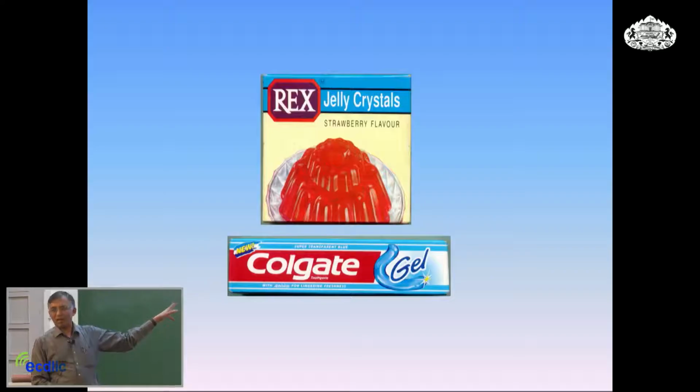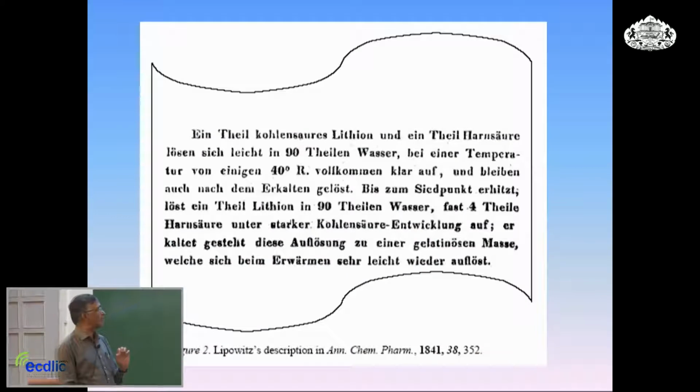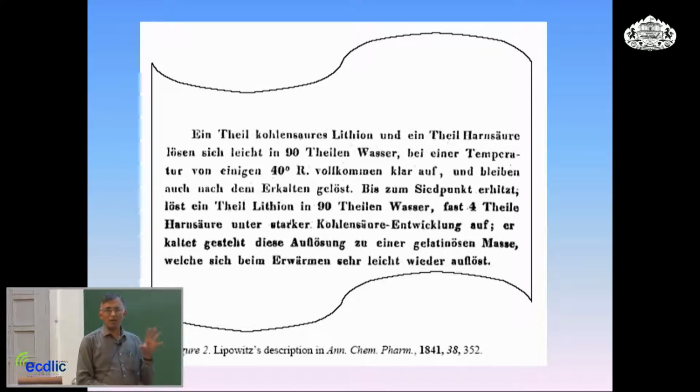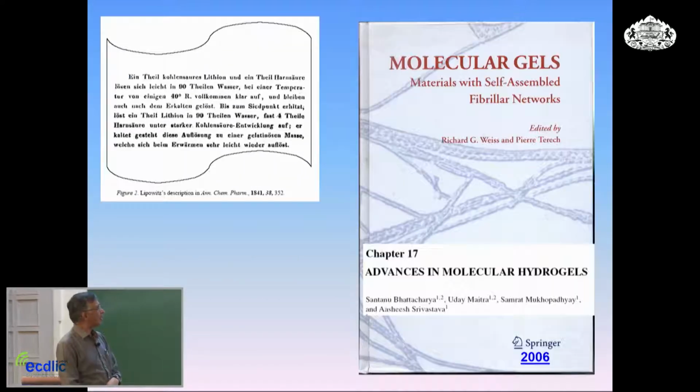These are of course other kinds of gels that you also see. It turns out that the history of small molecule derived gels dates back to the 19th century. This is a paper published in 1841, and this is the first reported publication I could find where there was a mention, in German, that using the lithium salt of uric acid under certain conditions, it had set to a gelatinous mass.